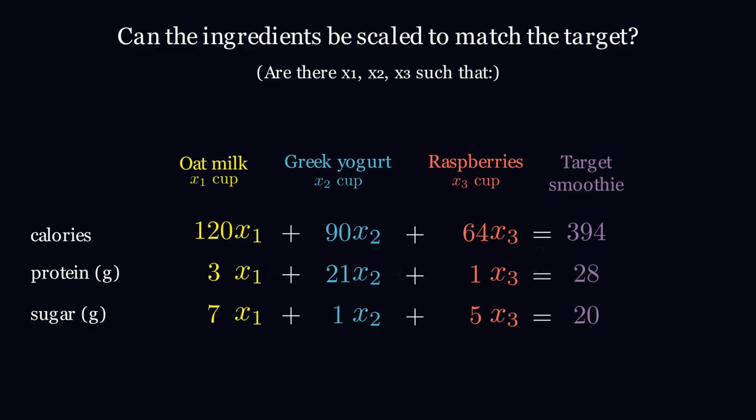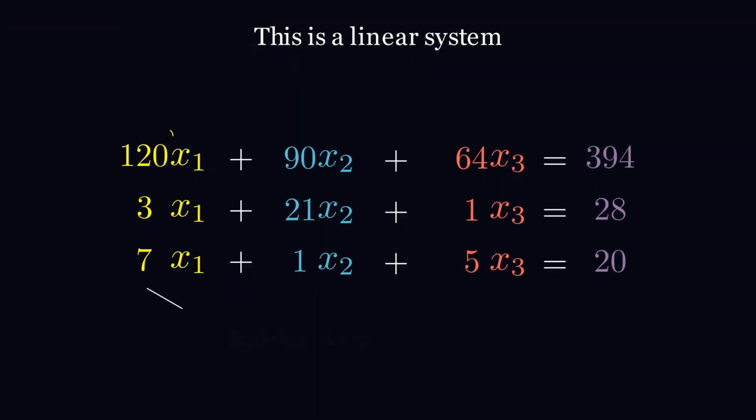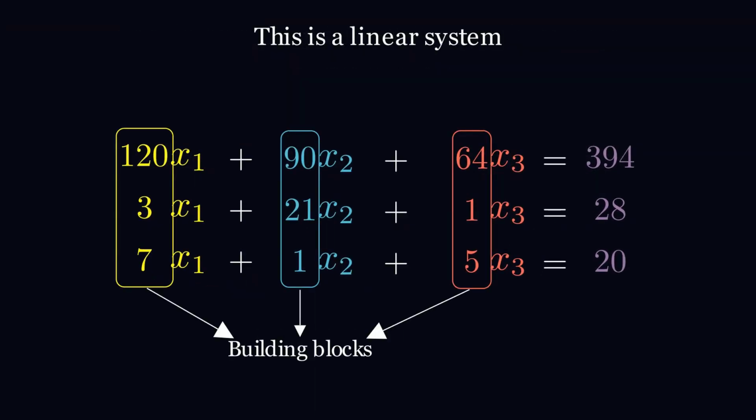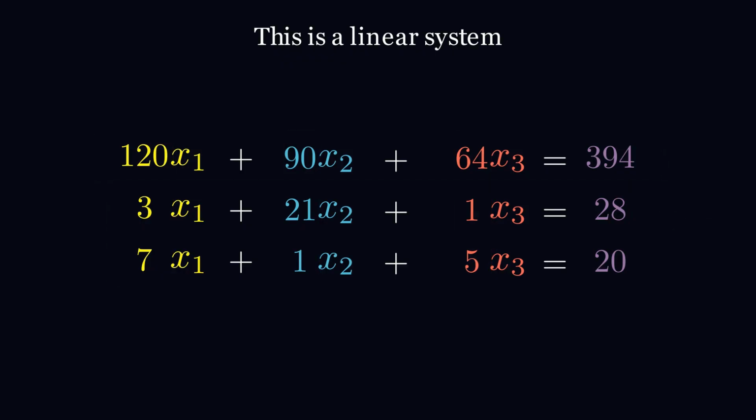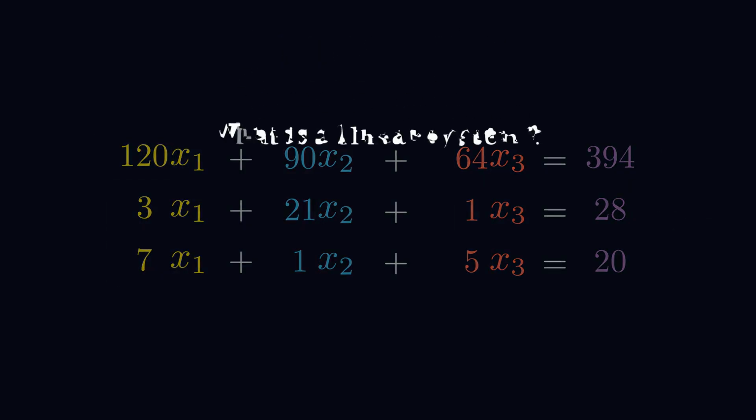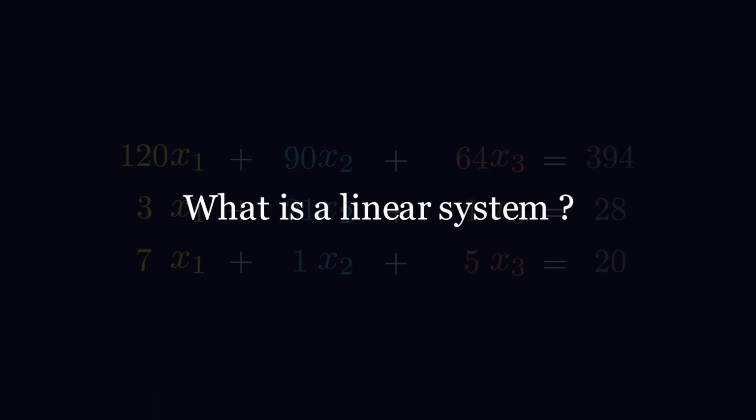So what we have here is actually three equations working together, and we need them all to be true at the same time. When we strip away the smoothie story, what remains here is actually an example of a linear system. We can consider columns as building blocks and rows as rows. As we said, this is an example of a linear system, but in general, what is a linear system?